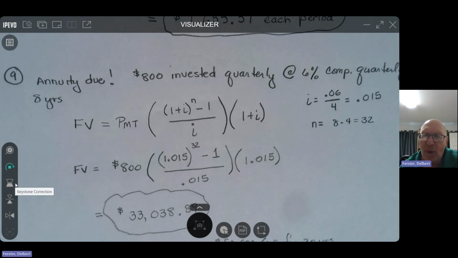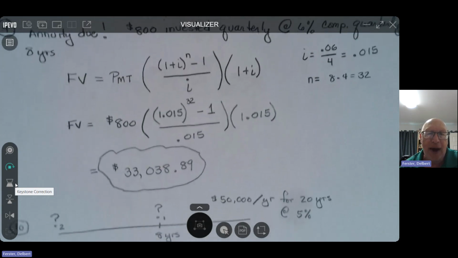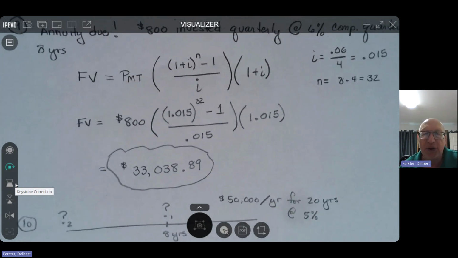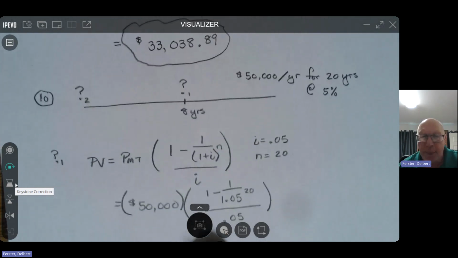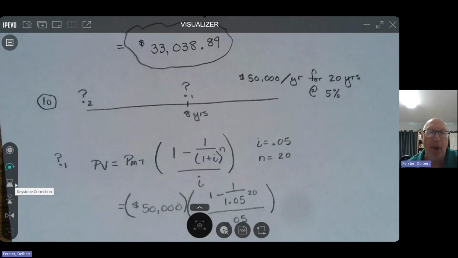Your straight plugins: 800 for payment, 0.015 for I. I've taken the liberty of already adding it to 1. And in your calculator, my advantage here, I think, is to do the middle parenthesis set first. Raise 1.015 to the 32nd, subtract 1, divide that by 0.015, hit equals, and then simply a couple of multiplies by 800 and by 1.015, and you find that the future value for this annuity is $33,038.89.